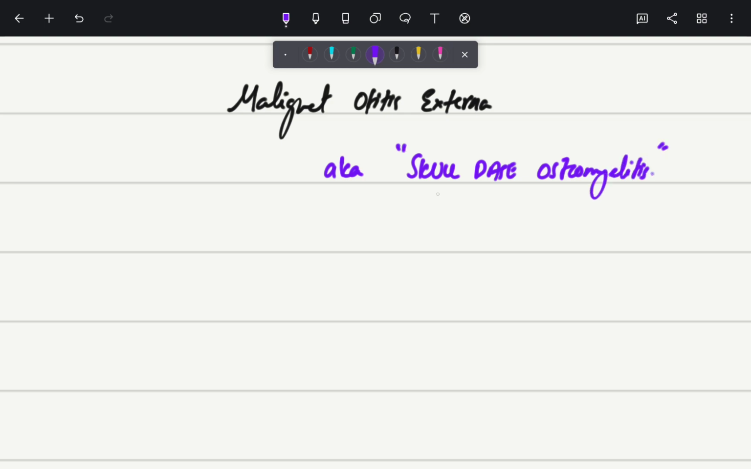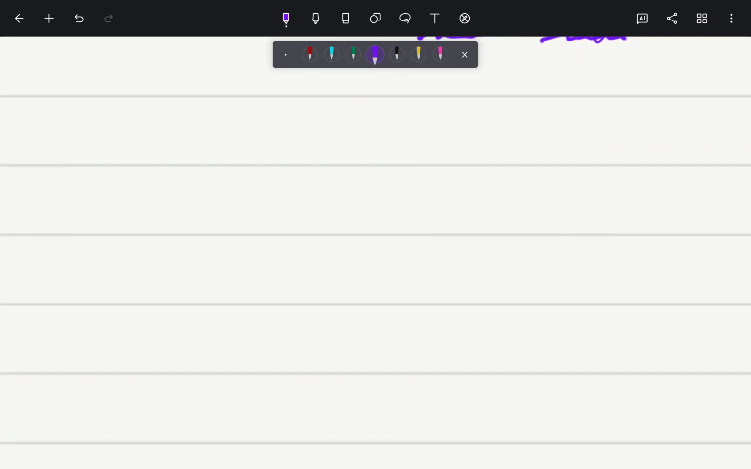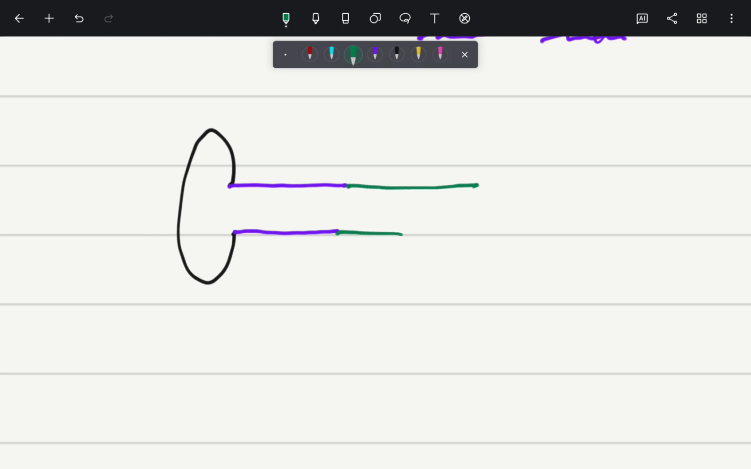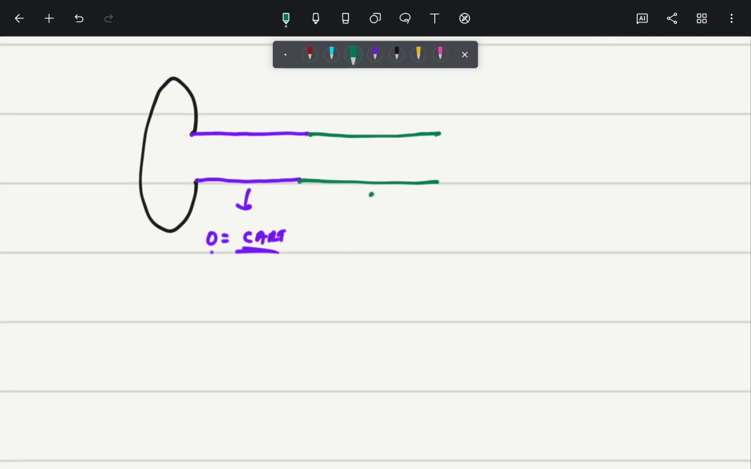Now, to understand malignant otitis externa, we have to know the detailed structure of the external auditory canal. Suppose this is the external pinna and this one is your external auditory canal, and this external auditory canal is divided into two parts. The outer part is your cartilaginous part, whereas your inner part is your bony part.